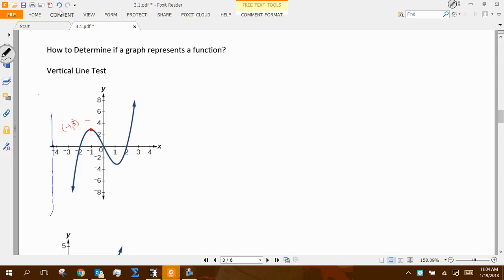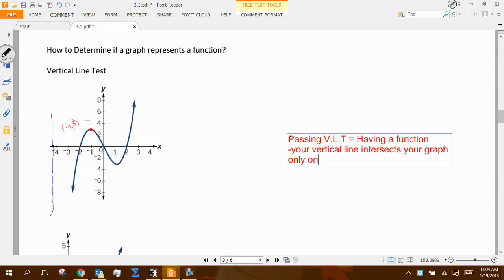Let me write this down for you. Passing the vertical line test equates to having a function, and the way you pass is that your vertical line intersects your graph only one time at all possible x values. Okay, so that's how we pass it.